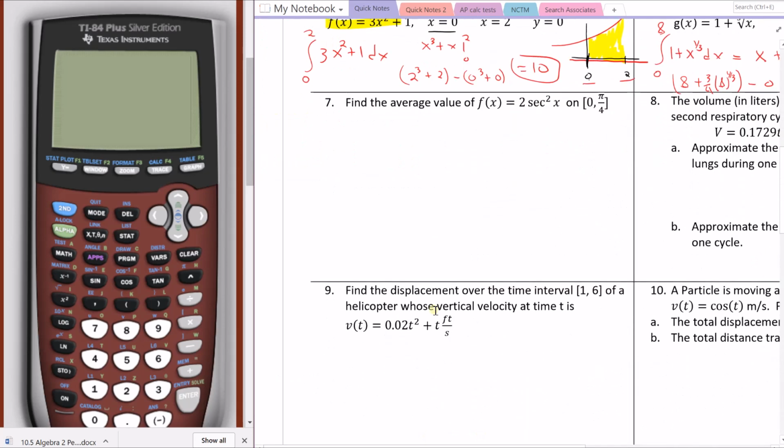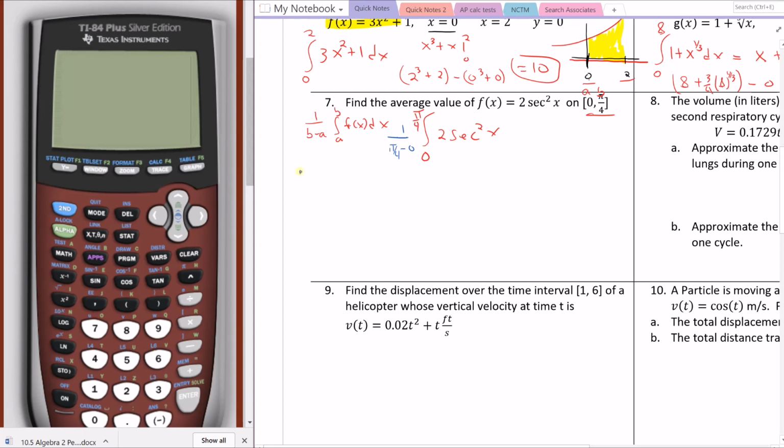Next one, find the average value. Remember, average value is 1 over b minus a times the integral from a to b of f of x dx, from 0 to pi over 4. So this is our a and this is our b. So we are going to integrate from 0 to pi over 4 of secant squared x. And I already forgot something, right? I need 1 over pi over 4 minus 0, right?